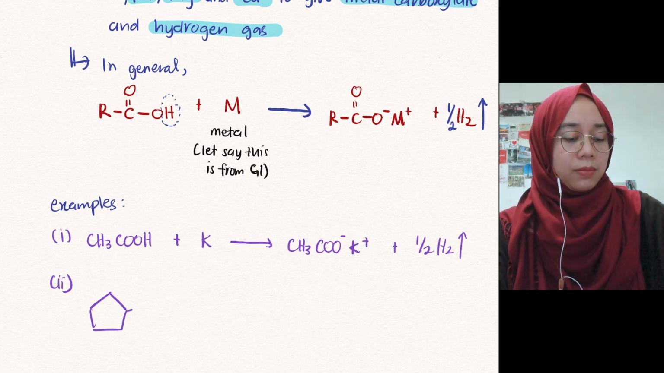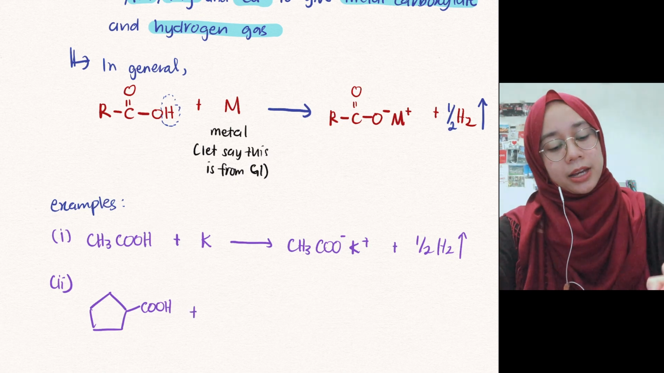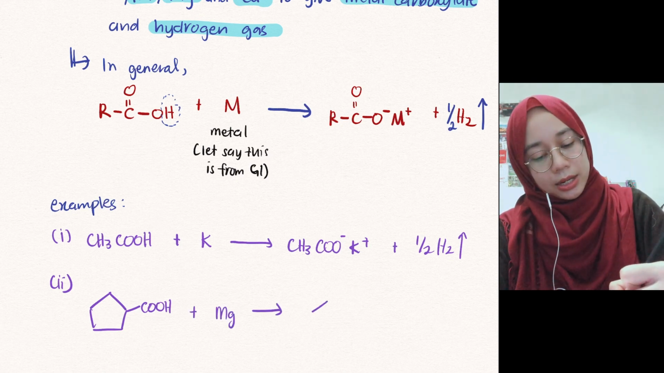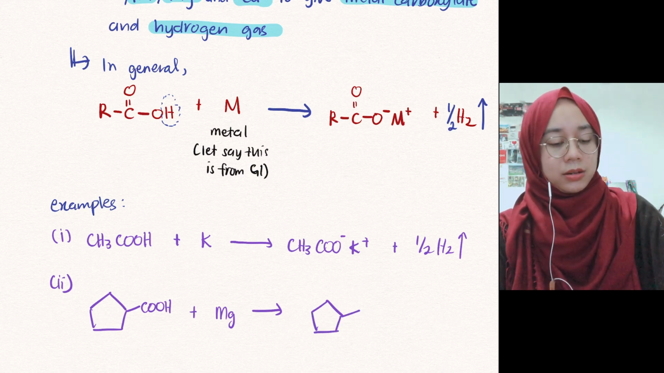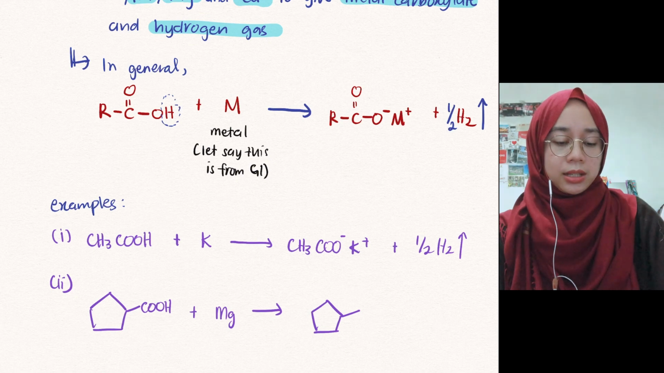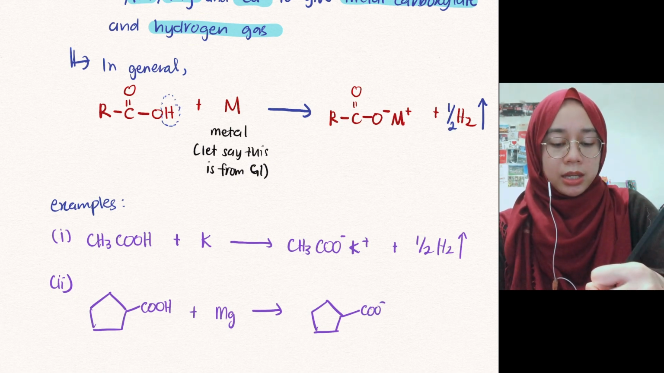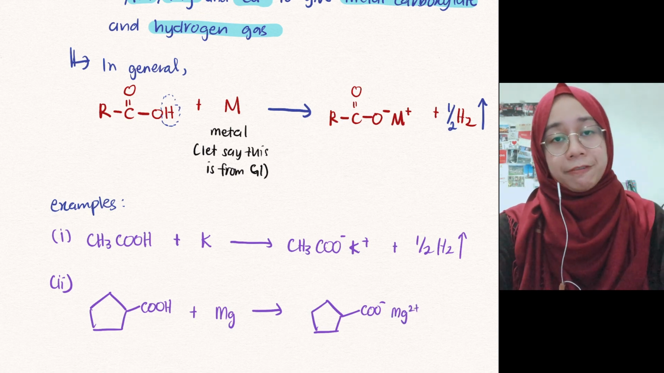Cyclopentane carboxylic acid. So macam ni kan. Okay, and then let's say kita react dengan magnesium. Okay, so yang tinggal sekarang ni daripada kita punya cyclopentane carboxylic acid ni, so COO negatif kat sini, and then kita punya magnesium dia 2 positif kan.